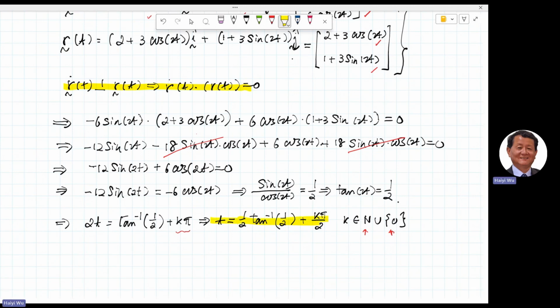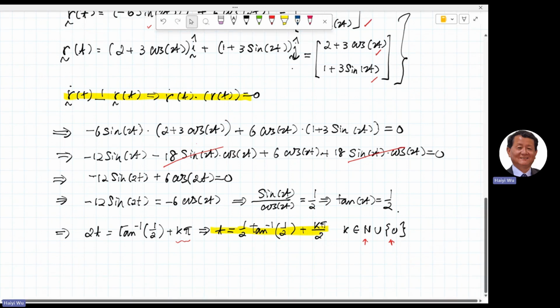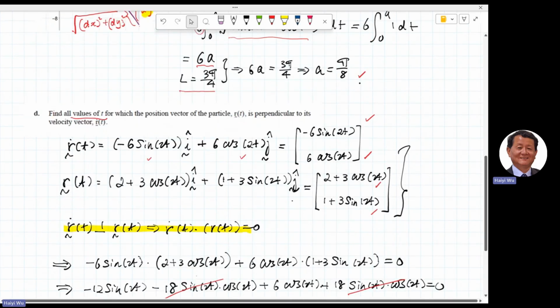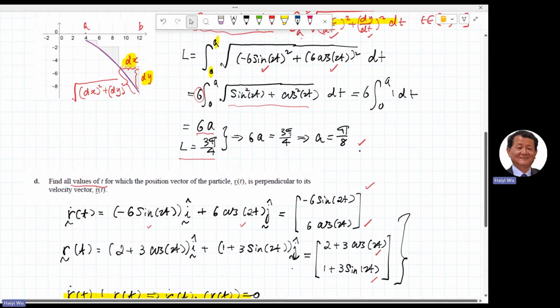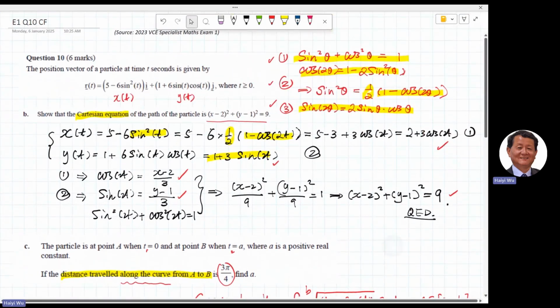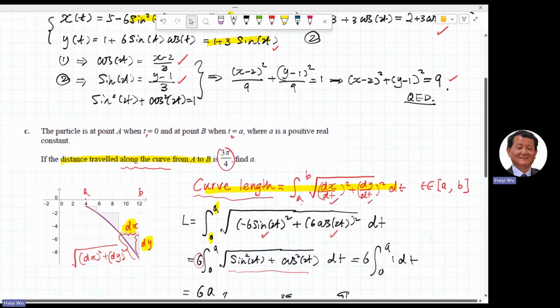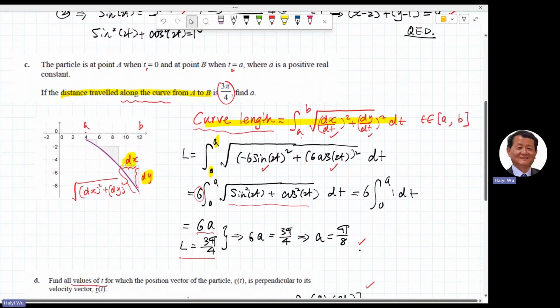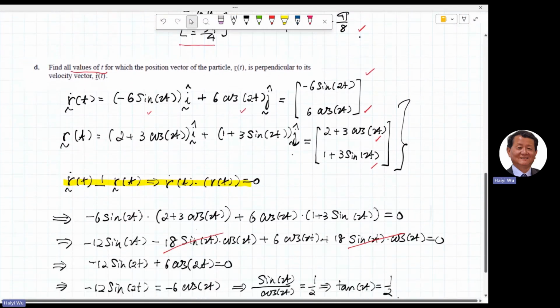This question is very good for ranging over the mathematical knowledge we need to use. We need to use parametric functions, we also need to find the derivative of parametric functions, we need to use the trigonometry identities, and also the arc length or curve length, plus perpendicular vectors.